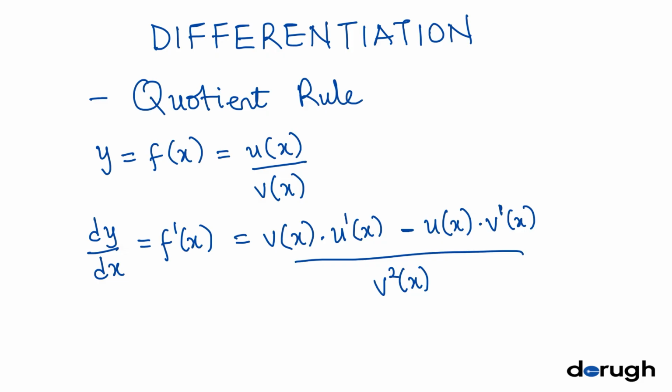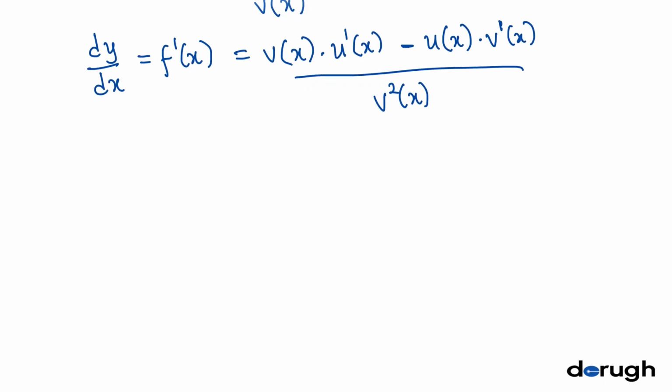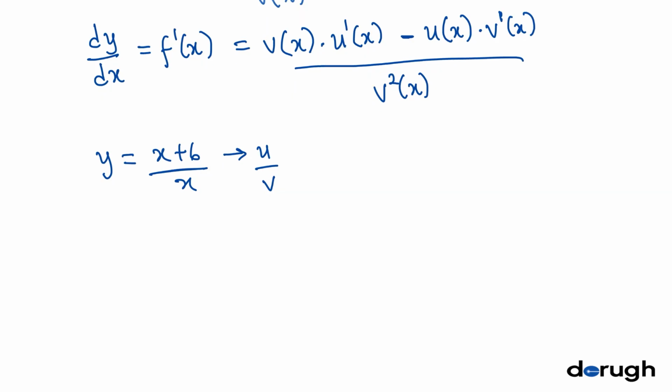I know it looks like so many v's and u's and x's, but let's see it in action. In our example, y equals x plus 6 over x. In this case, the numerator is u and the denominator is v.